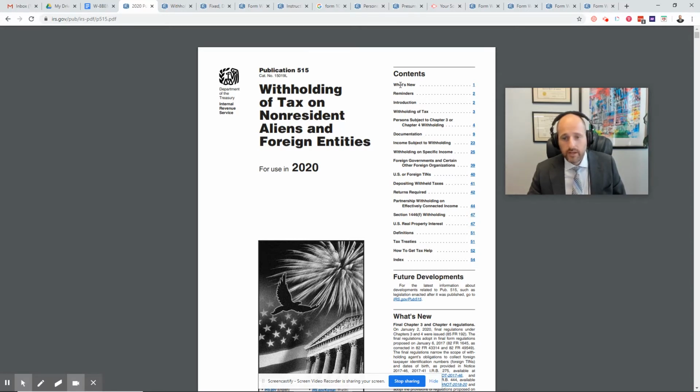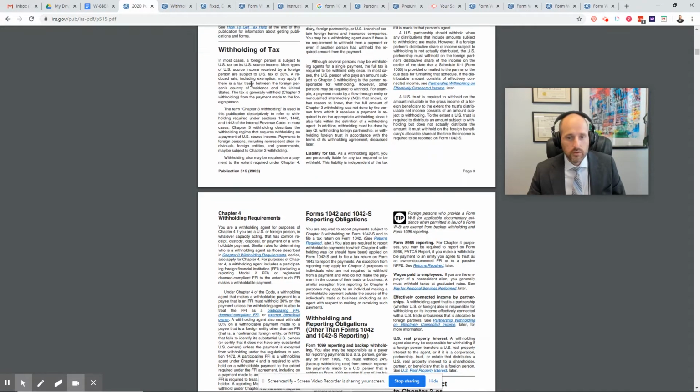So in here they have what's new, reminders. I can't read the whole form with you. This is all based on the FATCA laws. So let's check down here.